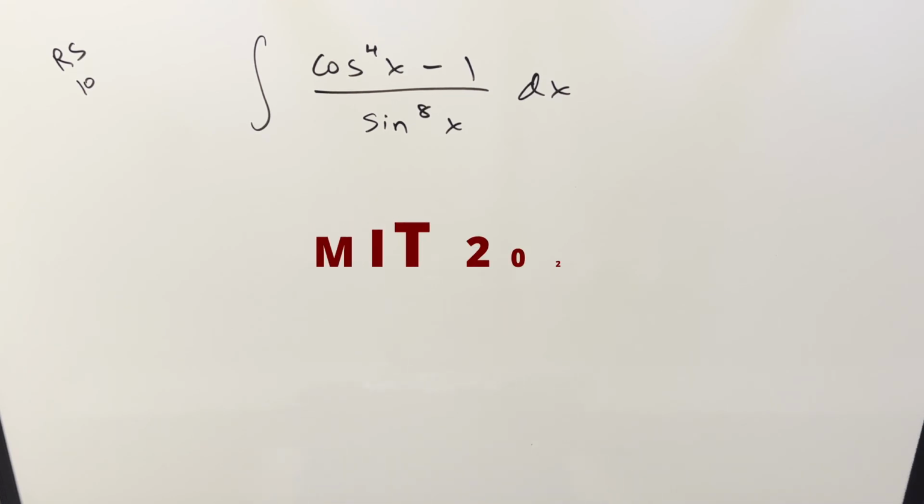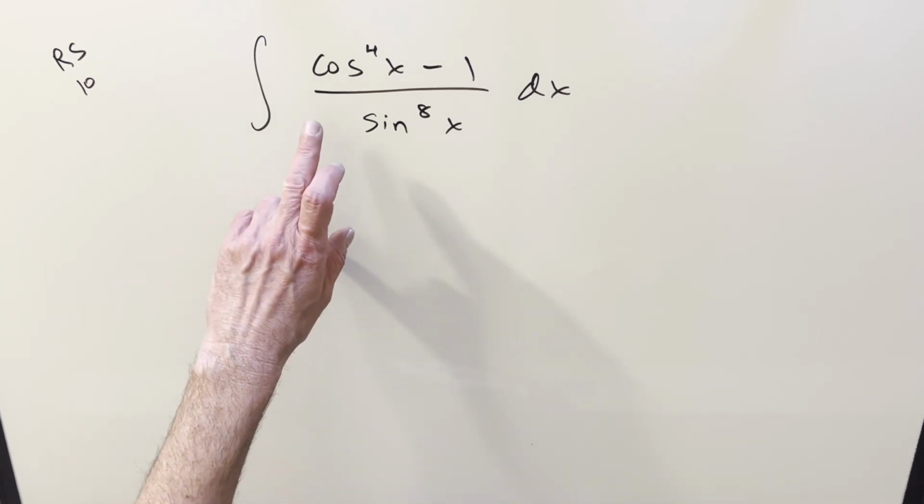Okay, we've got another integral today, MIT 2025, regular season number 10. We have the integral of cosine to the fourth x minus 1 over sine to the eighth x dx. I'm definitely thinking difference of two squares here, right?